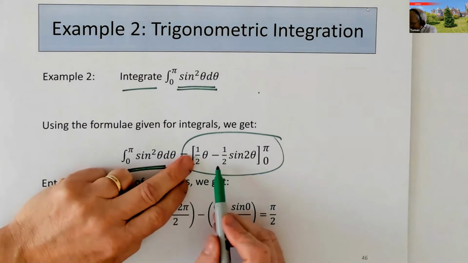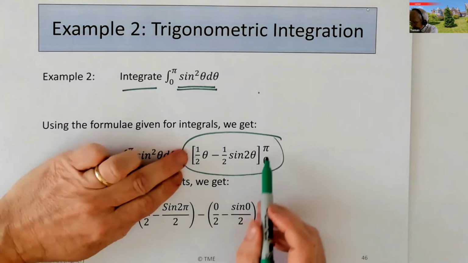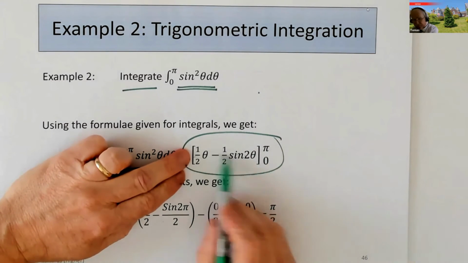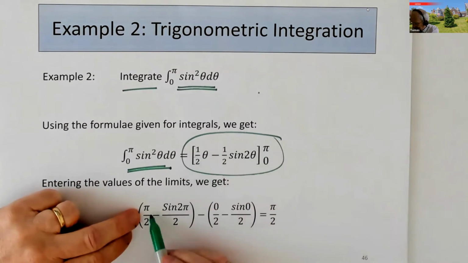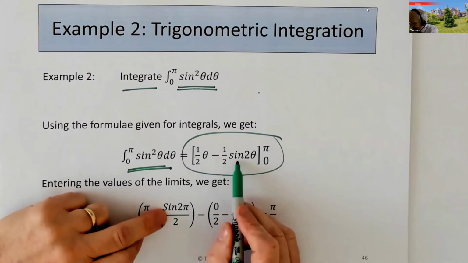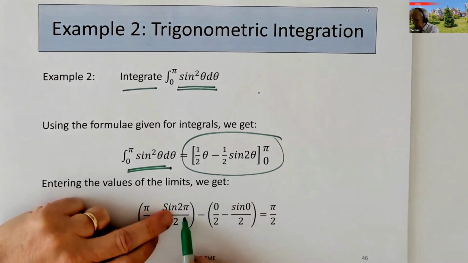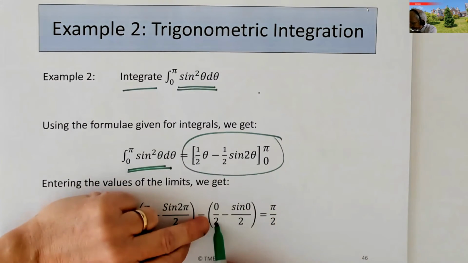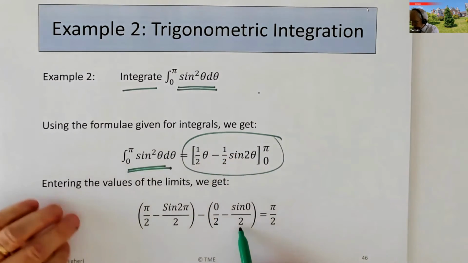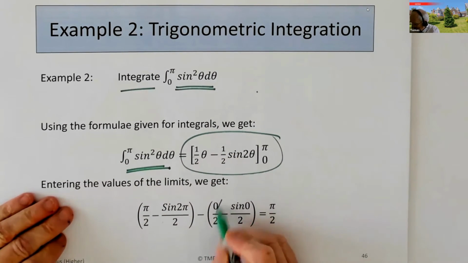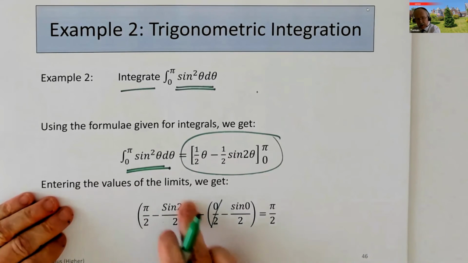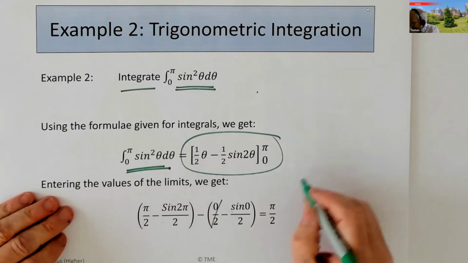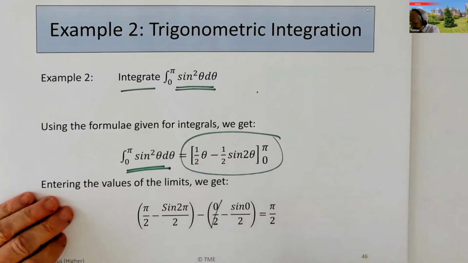So I now have everywhere, I have to do this twice now. I have to do it for the values when theta is pi and when the value of theta is 0. So the first one is pi over 2, because that's theta over 2, minus half sine 2 theta would be sine 2 pi. Here I've got 0, and here I've got sine 0. So I can work that out. That 0 is going to disappear. Pi over 2 is okay. And sine 2 pi, I'd have to check that out, but I think sine of 0 is 0 and sine of 2 pi is 0. So I end up with pi over 2.